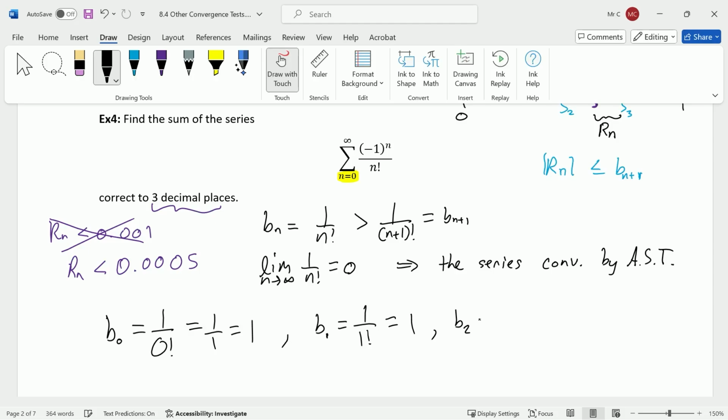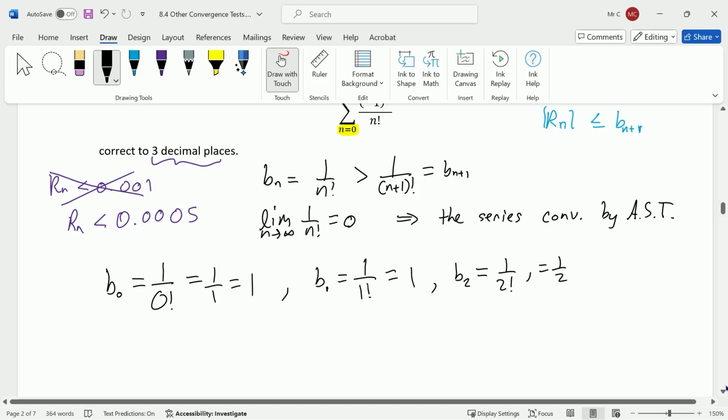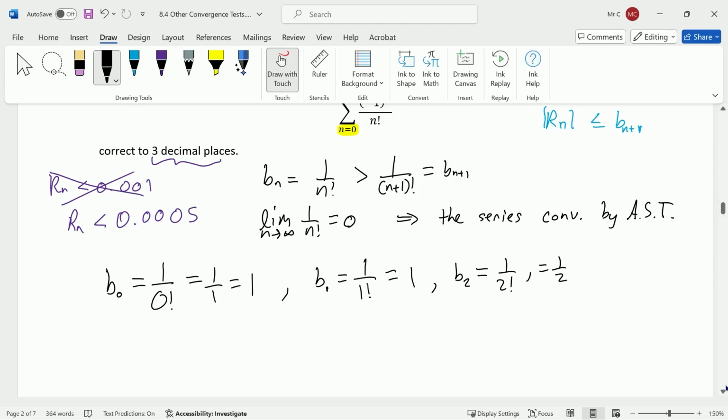And b sub 2, that's 1 over 2 factorial, which is 1/2. Now, you might think to yourself, can't I solve algebraically to figure out when b sub n plus 1 will be smaller than 0.0005? Oftentimes you can, but in this case you can't, because we don't have any good algebraic tools to work with the factorial. So in this case, we just have to kind of brute force the problem.